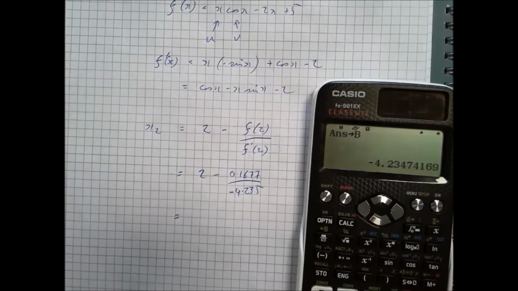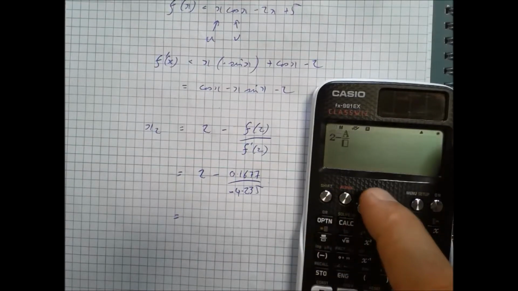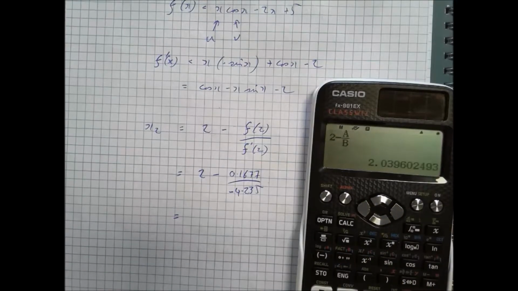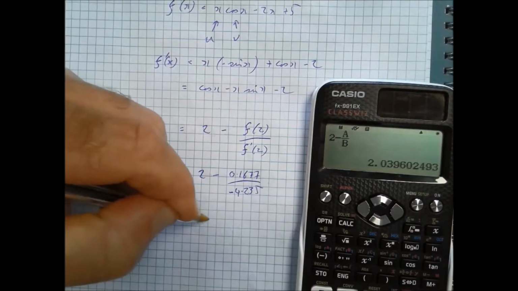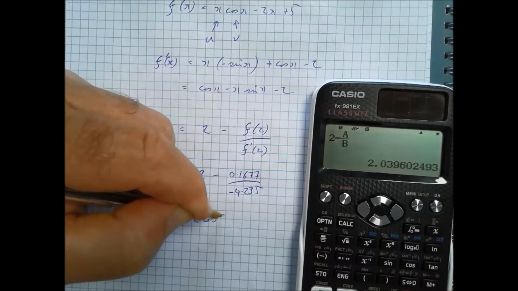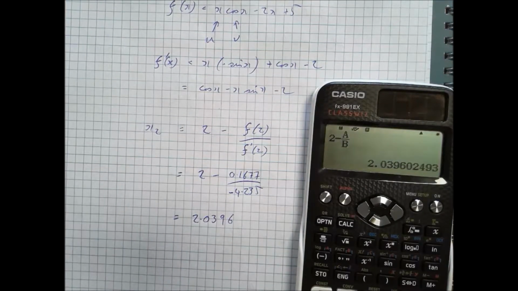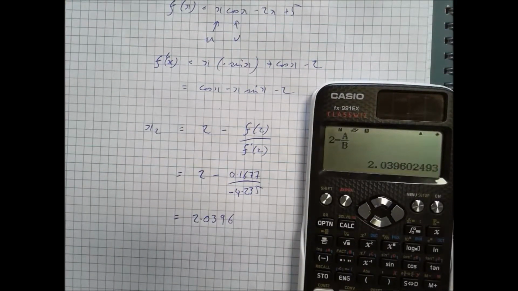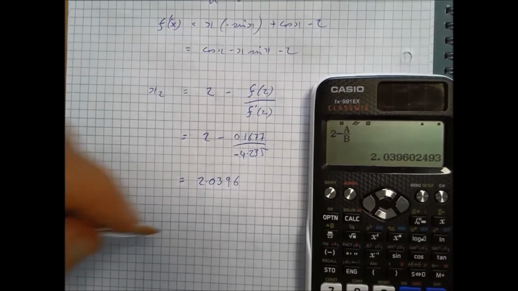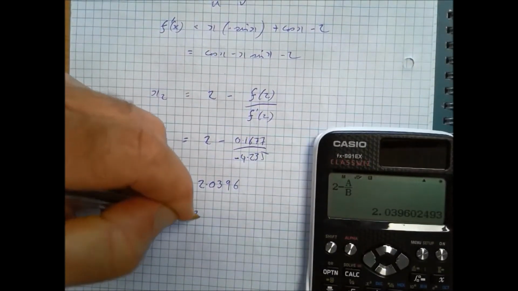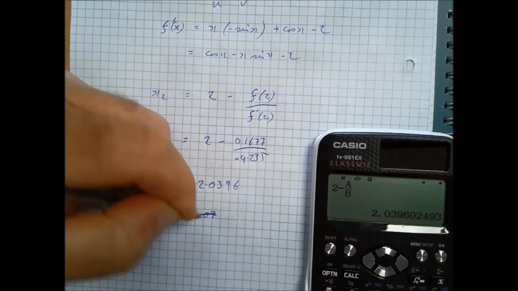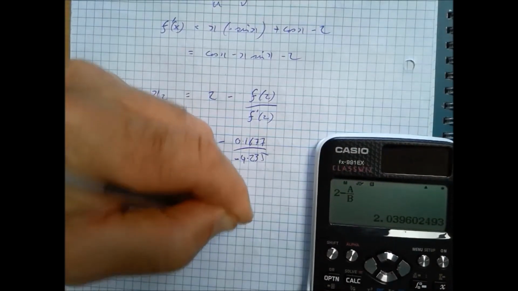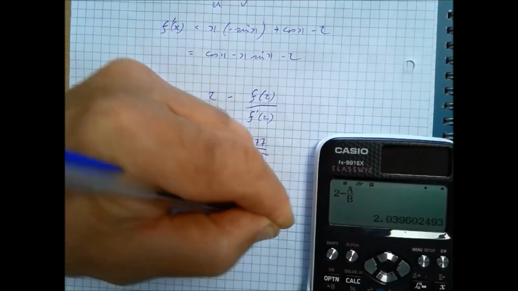And so I can now do 2 minus A over B. I get an answer of 2.0396. And what does it want? It wants the answer to 2 decimal places. So that equals 2.04 to 2 dp.